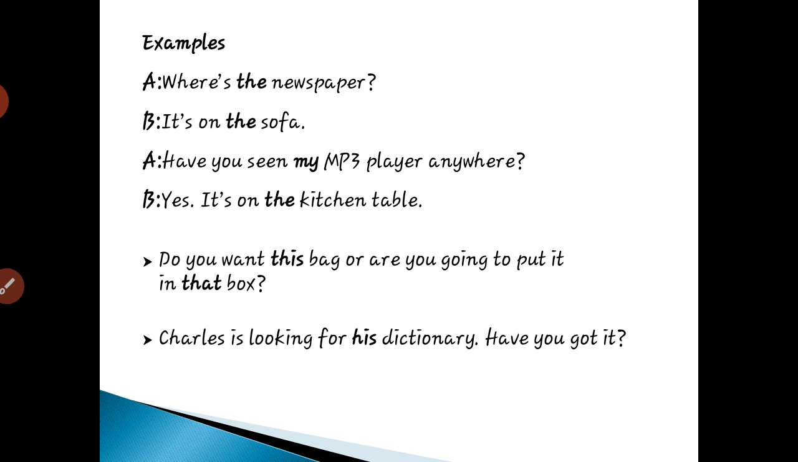A. Where is the newspaper? B. It is on the sofa. A. Have you seen my MP3 player anywhere? B. Yes, it's on the kitchen table.